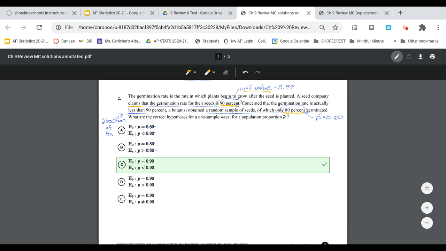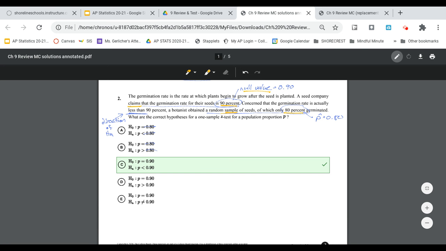The 80% is your p hat because that came from your random sample of seeds. And your Ho and Ha, your hypotheses, are guesses about the population, not about a sample. So we always need to be talking about our population value, our null value, inside the Ho and the Ha. If you were to do the whole process with this, that 80% would come into play as you start calculating things. But just writing the Ho and the Ha, it's just the null value. It's just p. So it's 0.9.